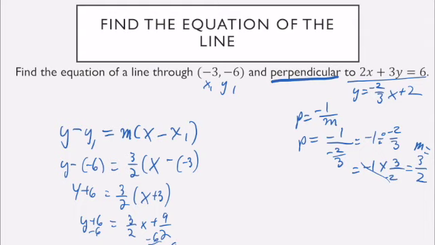Now, how could I write negative 6 as a fraction over 2? That'd be negative 12 over 2. So my final answer, ding, ding, ding, is y equals 3/2 x minus 3/2. Whew! That was a lot of work.